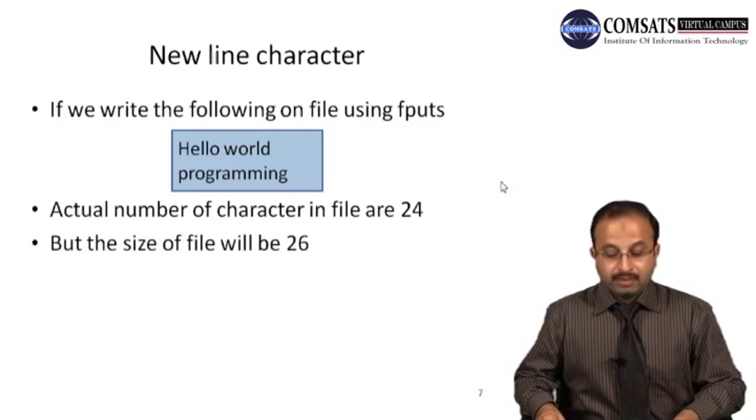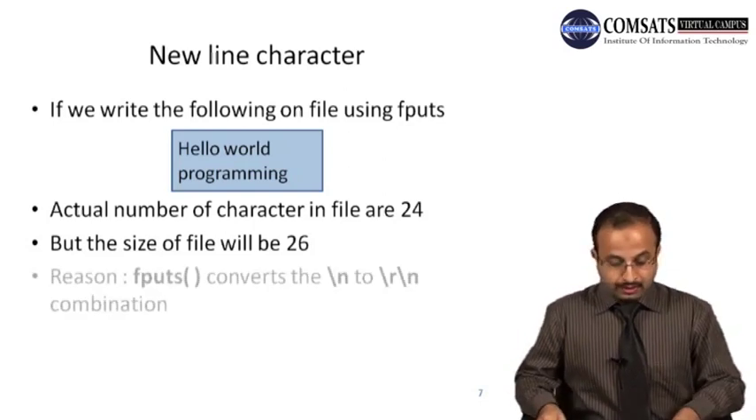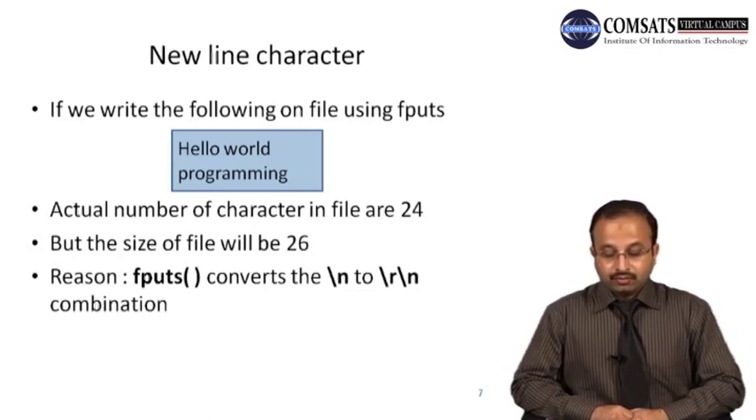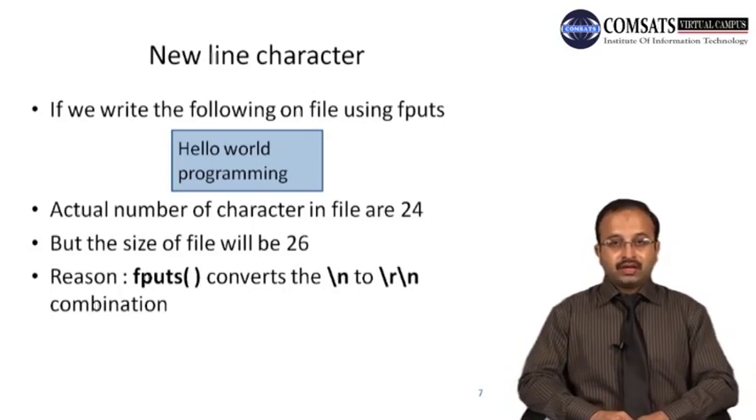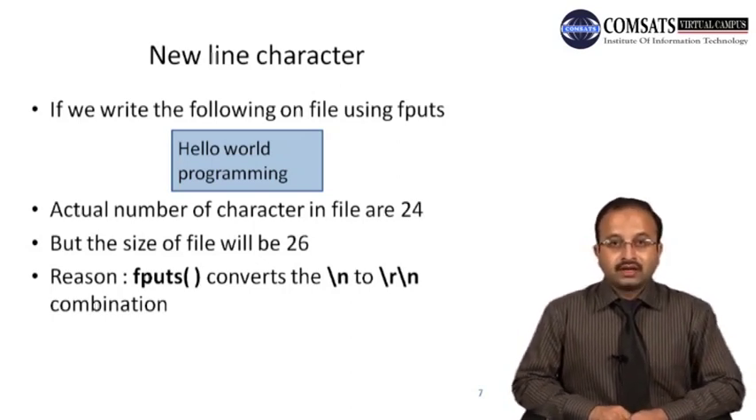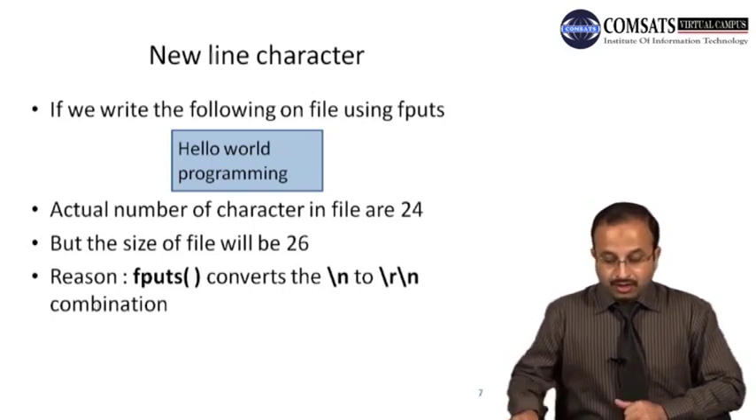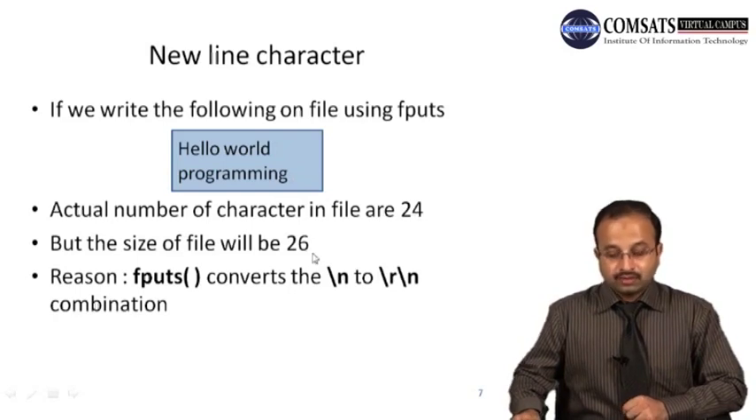but the size of the file will be 26 byte. If you want to see the size of the file, it will show you 26 byte. Reason is that fputs converts new line to the \r and \n combination. तो जहाँ पर भी न्यू लाइन आ रहा है fputs उसको कन्वर्ट कर देगा carriage return and new line character में. So that is the reason. So here we have carriage return as well with the new line, and here we have carriage return as well with the new line. So that's why there are two more characters in the actual size.